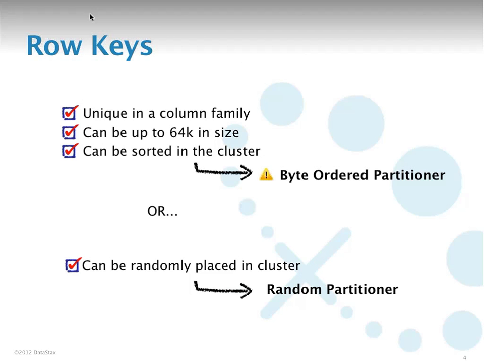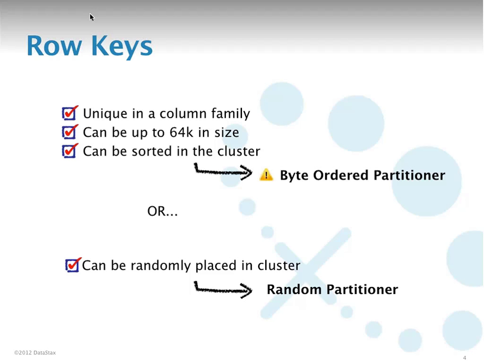Those are the unique part of a column family. So you have one row key and a really wide column, or wide row, with lots of columns. The row key is that fundamental unique part. It can be up to 64K in size in Cassandra, which is probably big enough for anything you need.